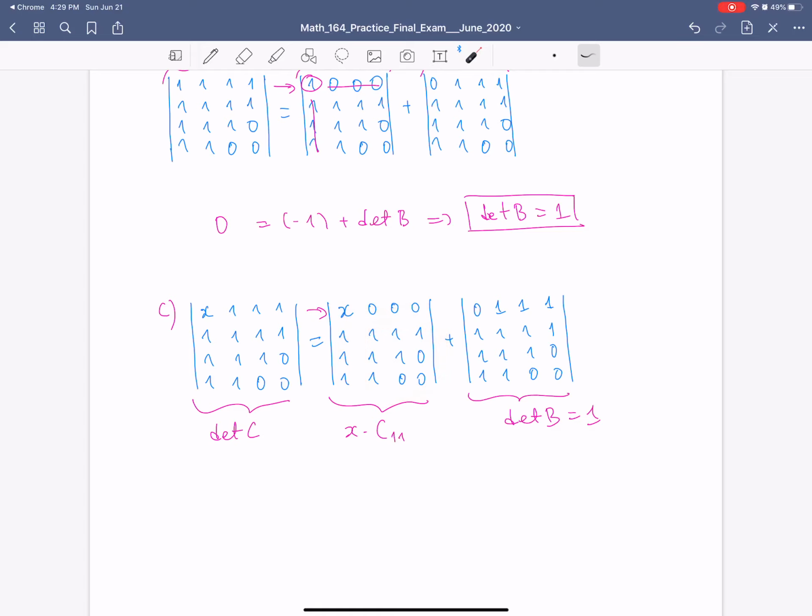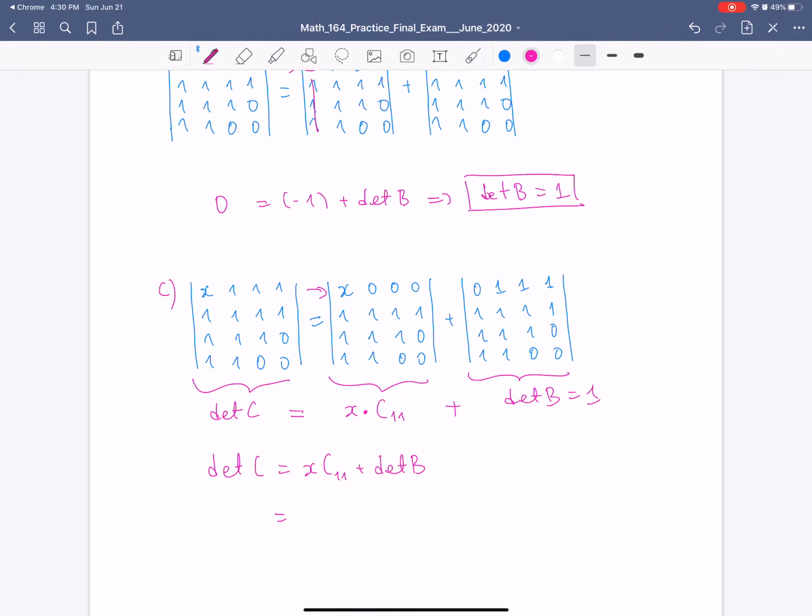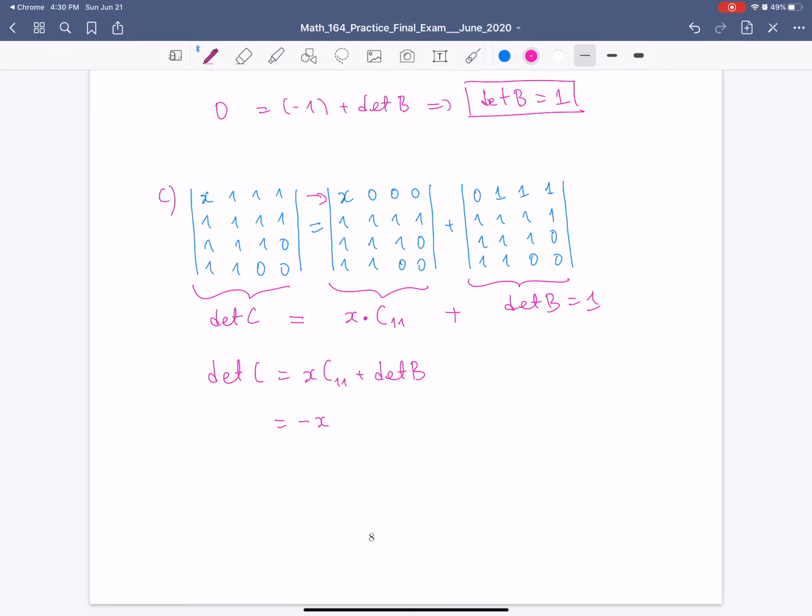because this is in position 1,1, it's with a plus. And then if you continued here, you would have 0 times something, 0, 0. So really the first component is the only thing that matters. And so here we have determinant of C is x times C1,1, plus the determinant of B. Let me write that here. So C1,1, we saw here, equals negative 1. So we have minus x plus 1. So the determinant of C is 1 minus x.